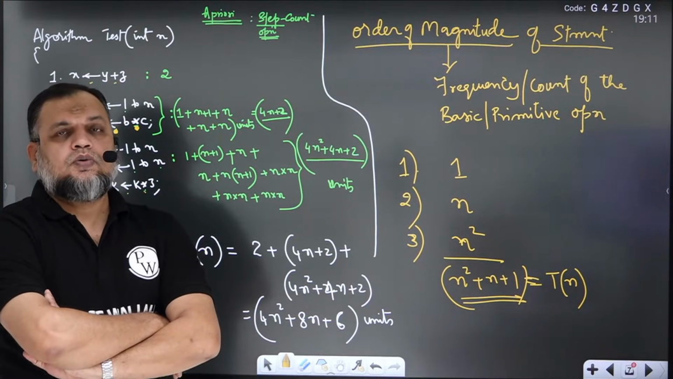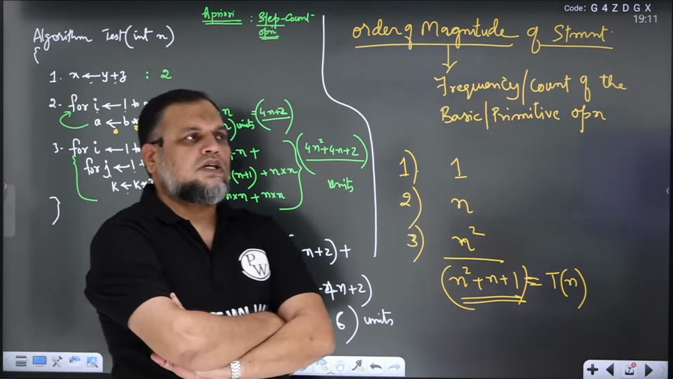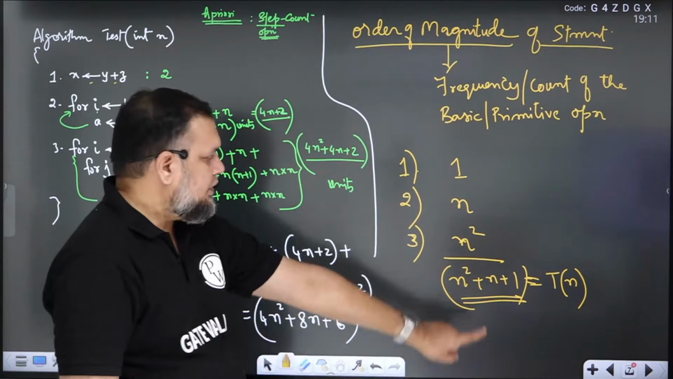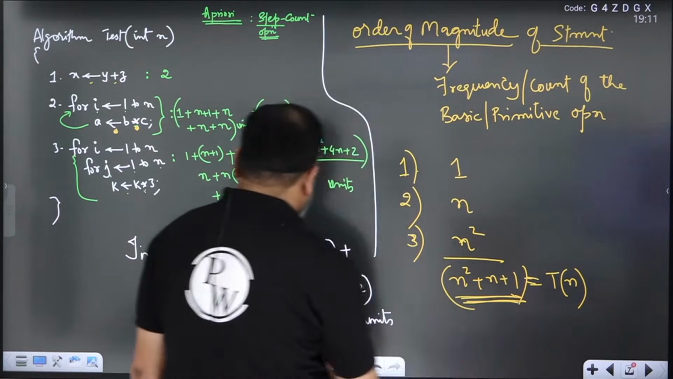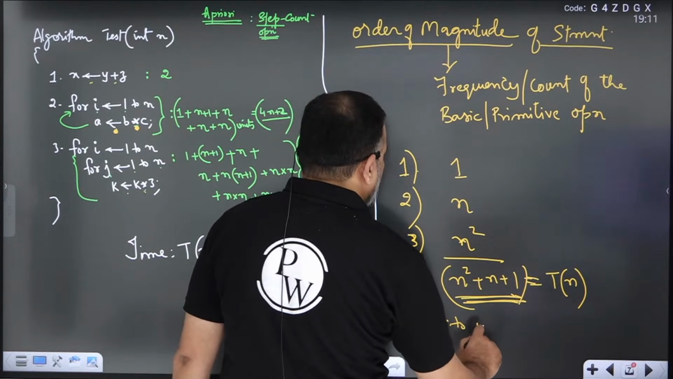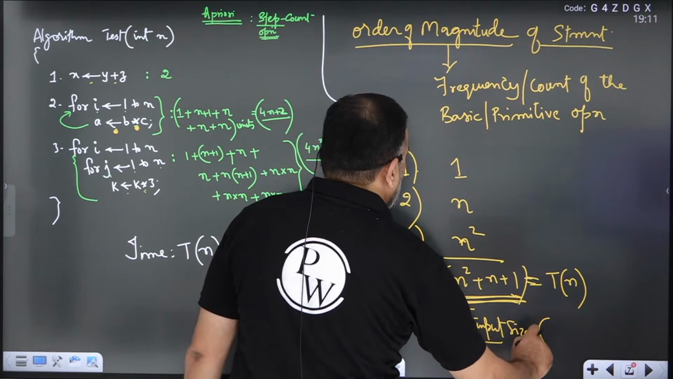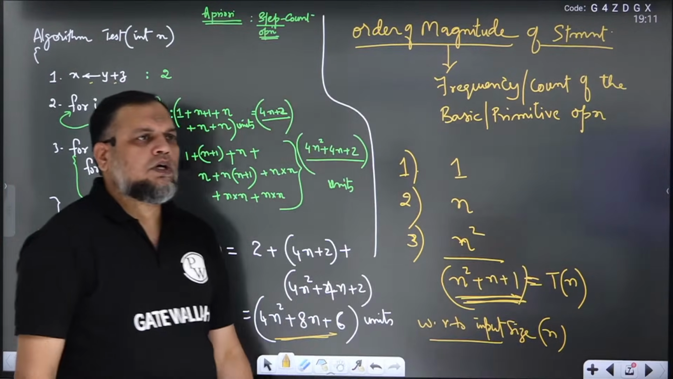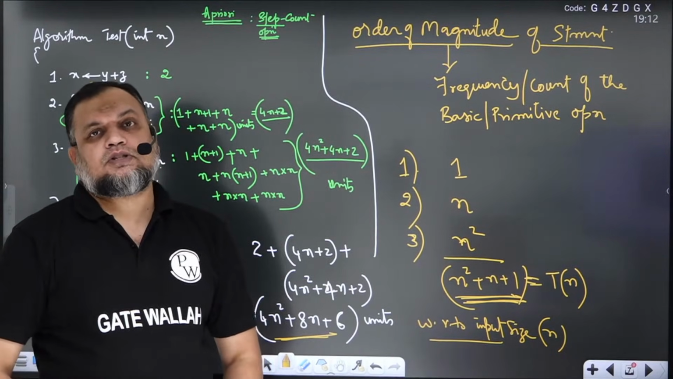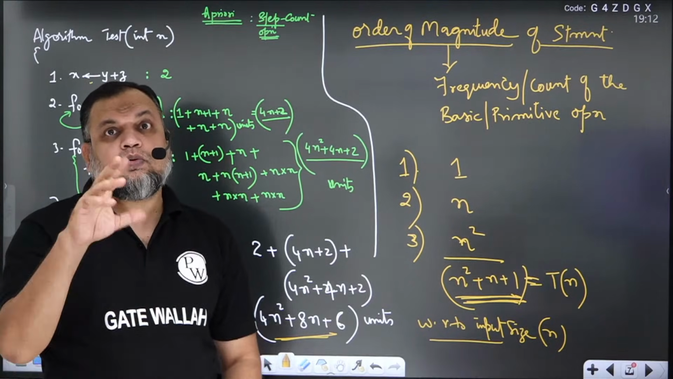analysis में you are going to represent the time. The basic objective of a priori analysis is to represent the time by means of a mathematical function. By means of a mathematical function like this or this, in terms of or with respect to input size. Size of the input. What is that? N. N is your input. So with respect to input size, you are going to represent the time by means of a mathematical function. That mathematical function is showing the behavior of the algorithm with respect to input.